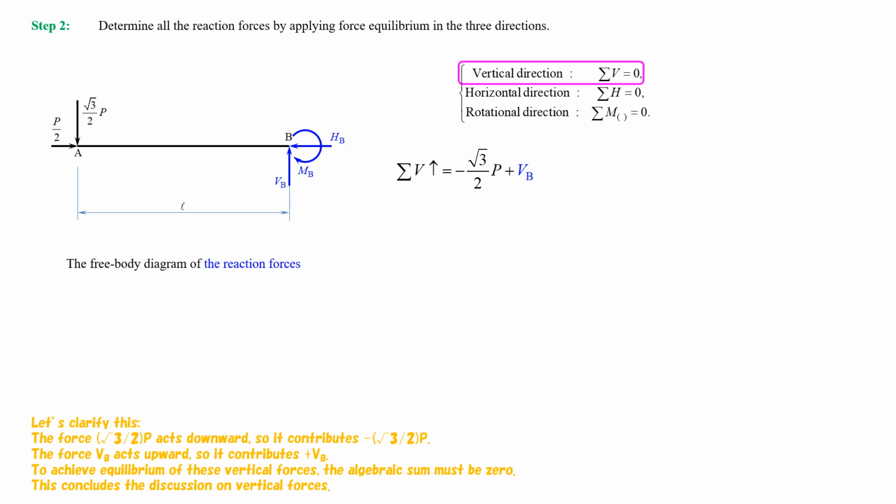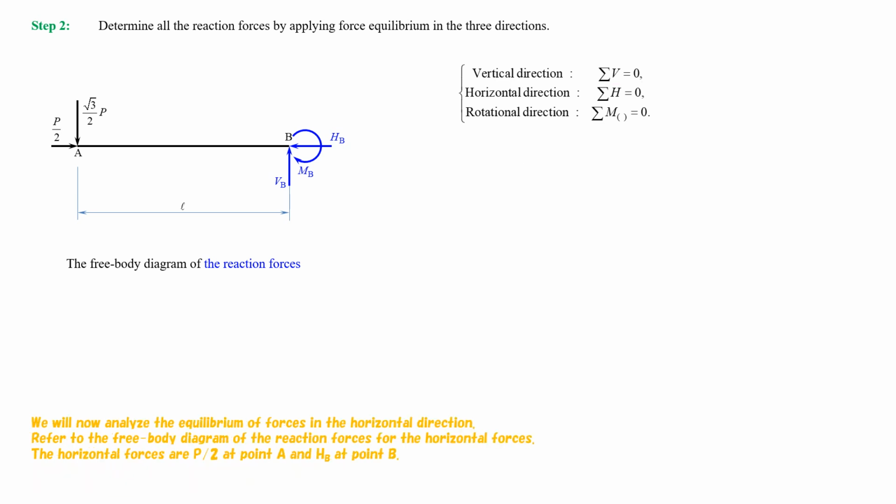To achieve equilibrium of these vertical forces, the algebraic sum must be 0. This concludes the discussion on vertical forces. We will now analyze the equilibrium of forces in the horizontal direction. Refer to the free body diagram of the reaction forces for the horizontal forces. The horizontal forces are the 1/2 of P at point A and HB at point B.